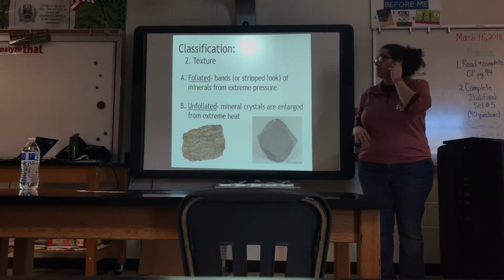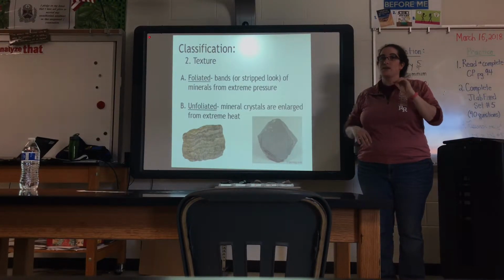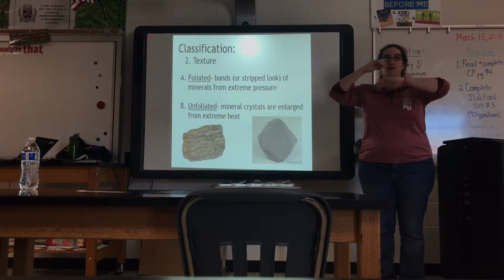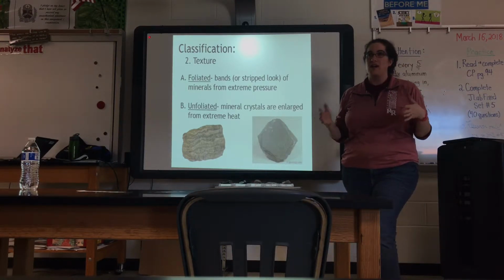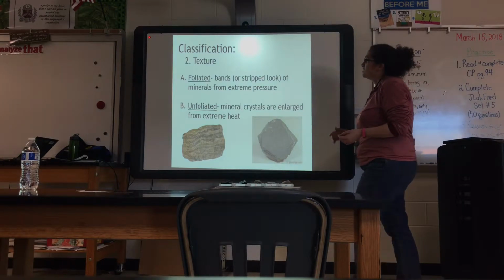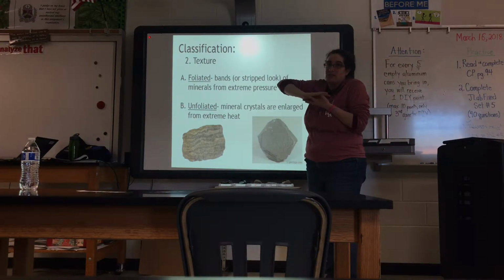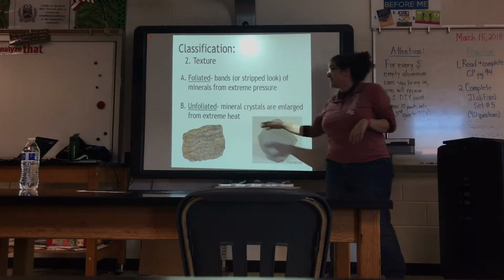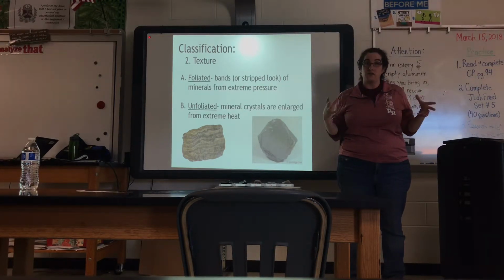Okay? So it's sort of like the difference between, if you and your friends made a dog pile and people wearing a black shirt, white shirt, black shirt, white shirt, versus someone wearing a black and white shirt. Does everyone understand the difference between strata and foliation? Okay, so foliation is going to happen where there's lots of pressure that smashes all those things together. Unfoliated usually happens from extreme heat, where the mineral crystals get enlarged because the rocks basically get cooked.